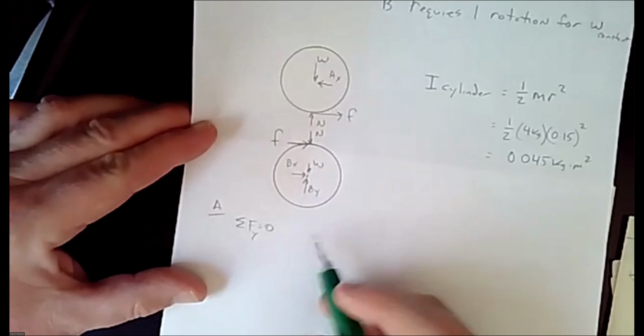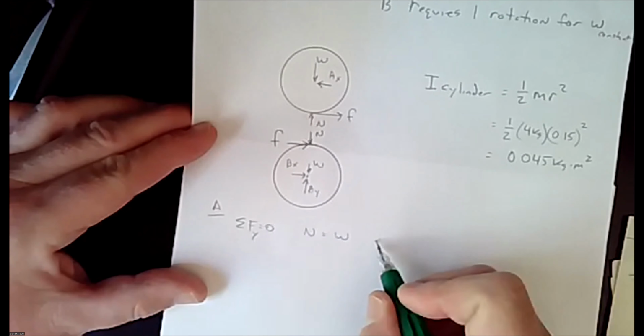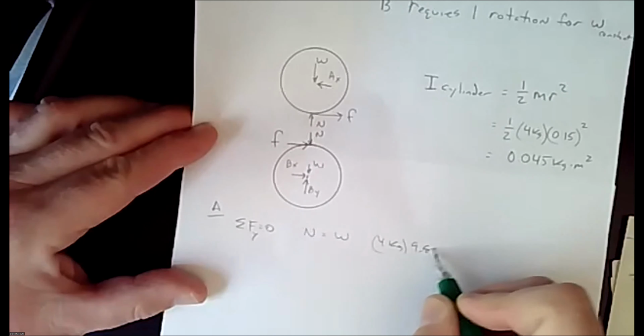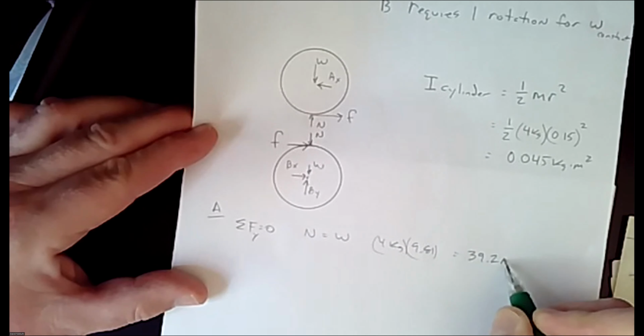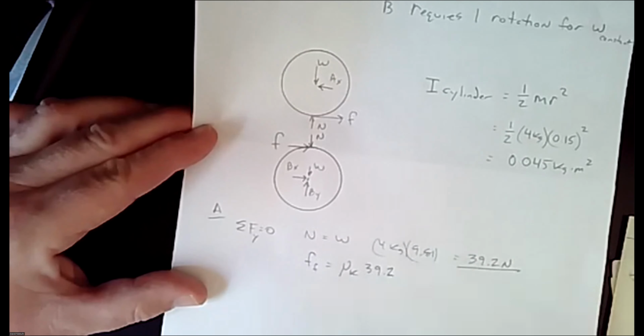if we sum the forces in the y to 0, this is for A, that we can calculate what the normal force is. We know the normal force is just going to equal the weight, which is 4 kilograms times 9.81, which is 39.2 newtons. So I know the normal force is that. Therefore, my friction force, since it's sliding, is going to be mu k times 39.2.